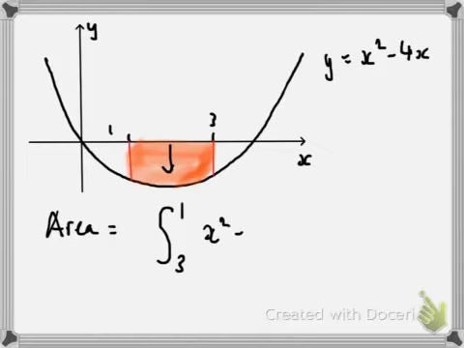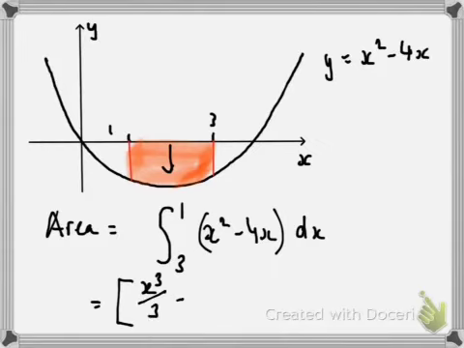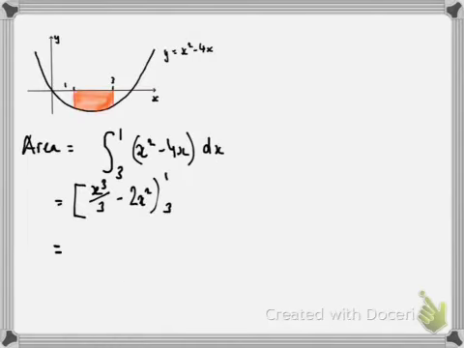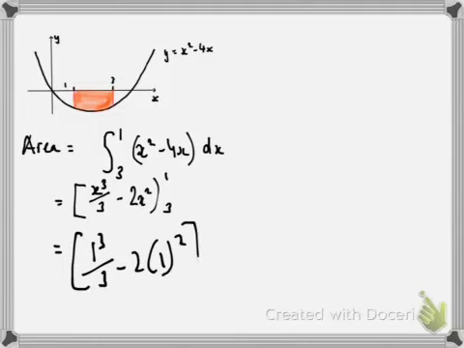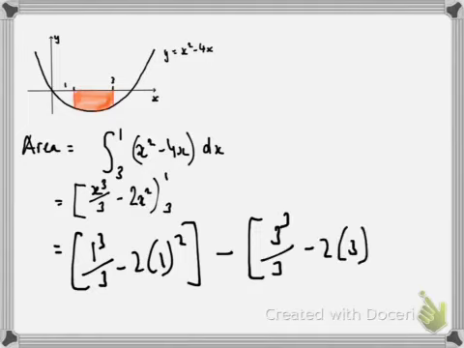X squared minus 4x, bracket that, dx. Let's get the integral there. It's going to be x cubed over 3 minus 4x squared on 2, which is going to be 2x squared, 1 and 3. Okay, so we now insert 1 in for x. We get 1 cubed over 3 minus 2 times 1 squared. Taking away, putting 3 in for x. We get 3 cubed on 3 minus 2 times 3 squared.